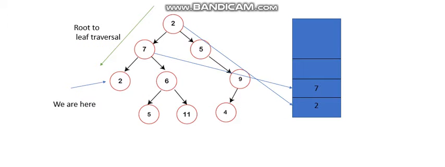In this tree, we are at the root 2, and we need to traverse from this root 2 to this leaf 2. First we are at the root 2, so we put this root 2 in the stack, and in traversal we come to 7 and put 7 in the stack too, and then we come to this leaf 2. Now we need to return to the root. We first pop out this 7 and come to the 7 node, then we pop out again, and then we come to the root. So this is the basic approach of the stack.